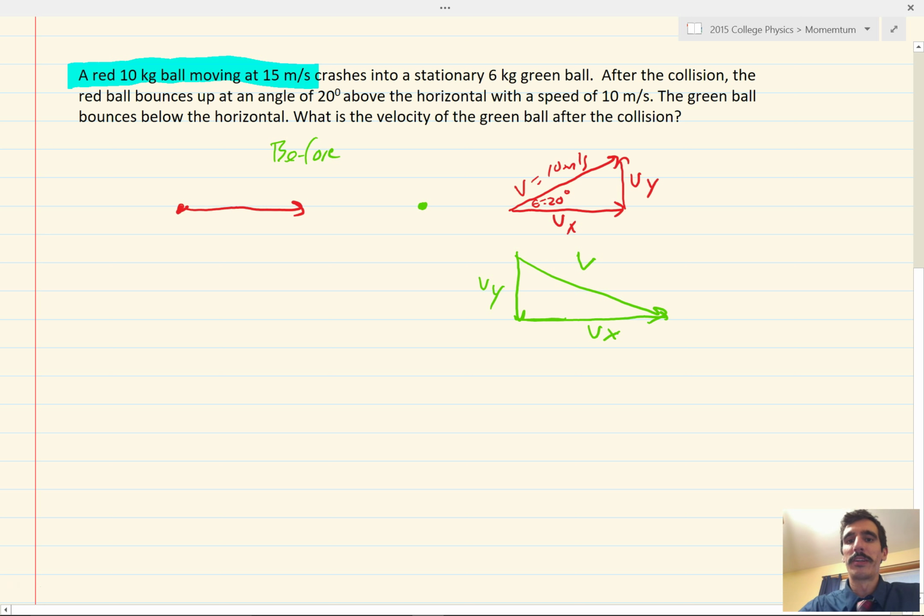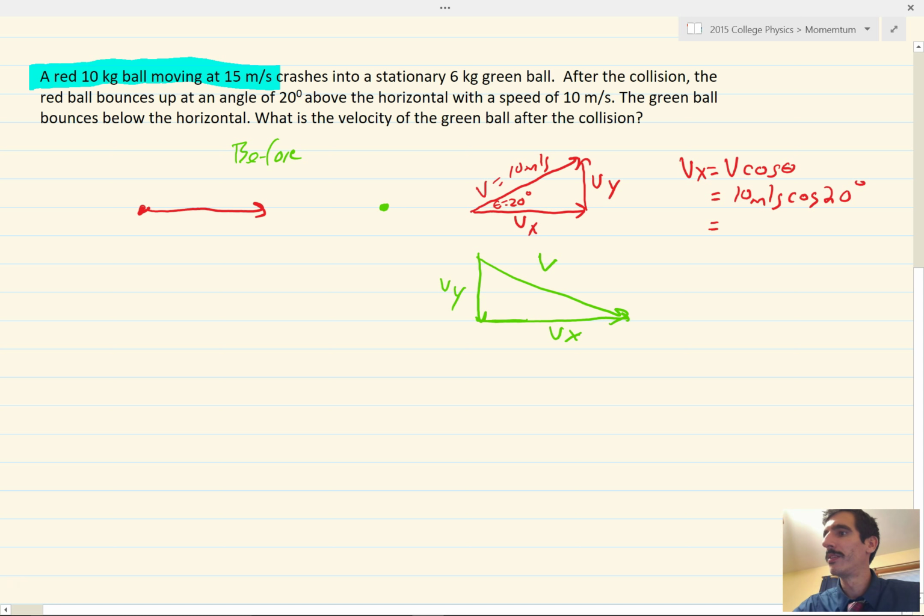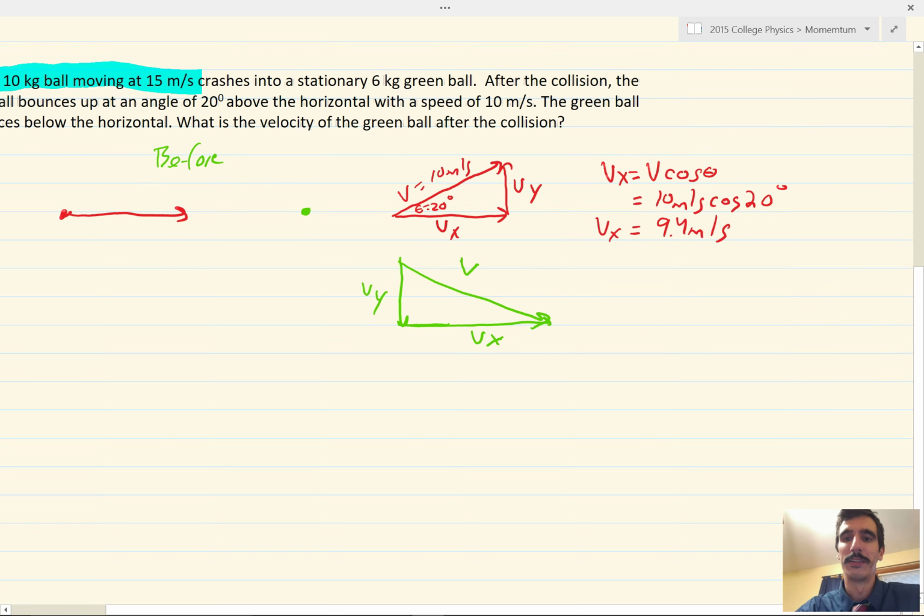So what we want to do is look at the red diagram. We know the angle and we know the hypotenuse, so from here right away we've got our vector diagrams drawn. So we're going to solve for the components, that's Vx and Vy. Vx is adjacent to the angle, so Vx is V cosine theta. Plug and chug, 10 meters per second, cosine of 20 degrees. Vx is 9.4 meters per second. And this is of the red ball, that's why we're using red.